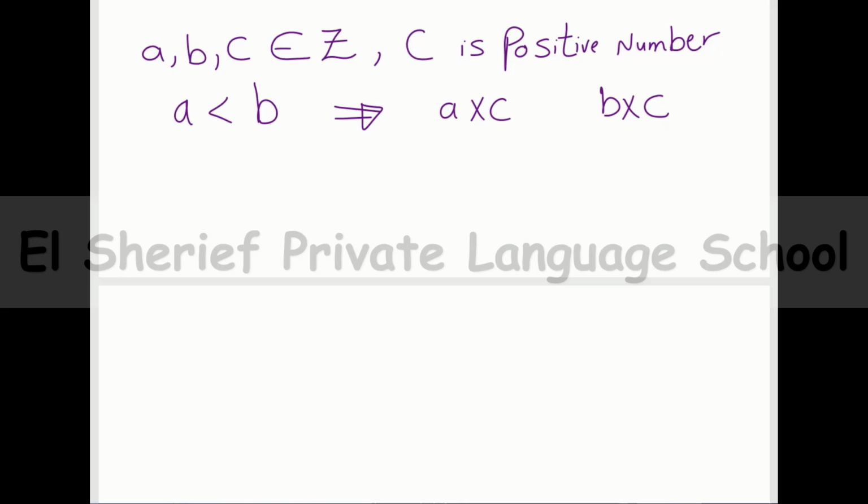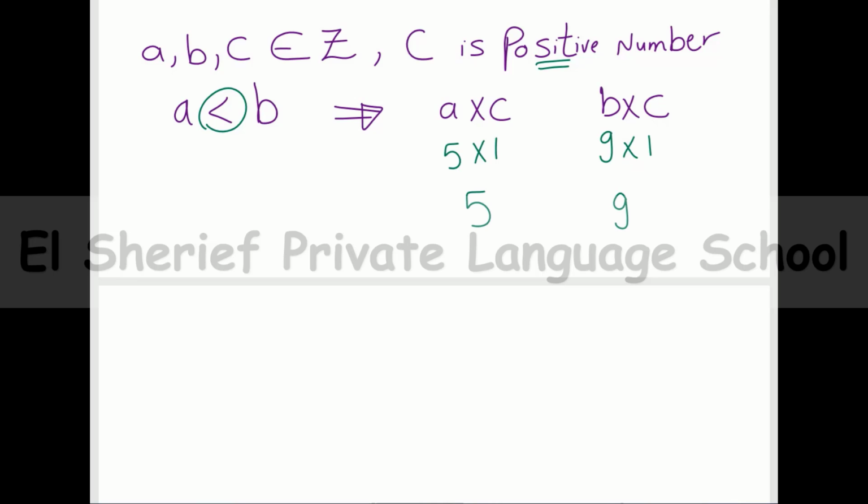Okay, now we talk about the properties of multiplying. Here also A, B and C belong to the set of integer numbers and C is a positive number. Take note that I have C as a positive number; later we will say what happens when C is a negative number. A less than B, then A times C and the other side B times C. Let's see, here less than. Let's replace A by 5 and B equals 9, then times by 1, times by 1. 5 times 1 is equal 5 and 9 times 1 is equal 9.